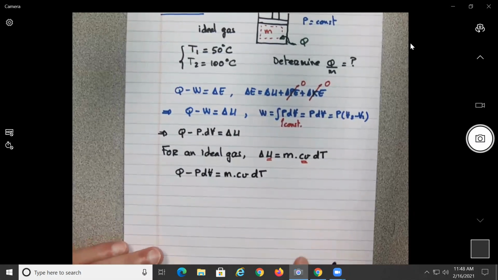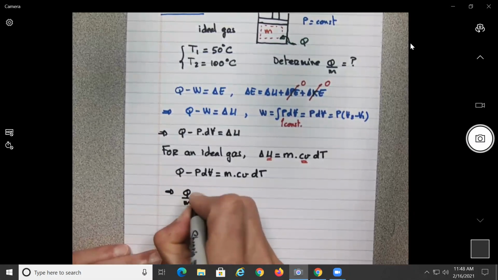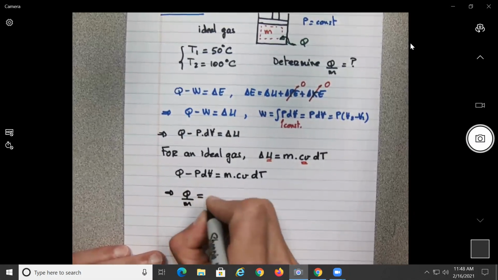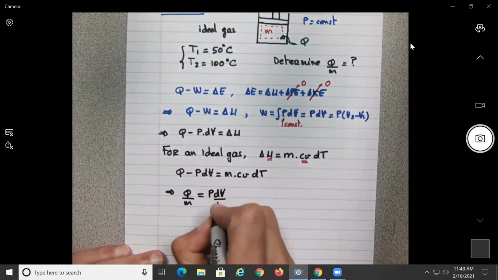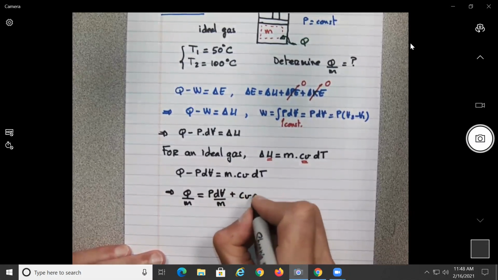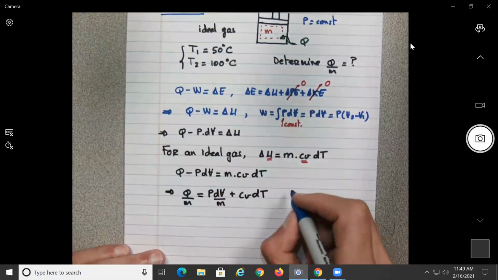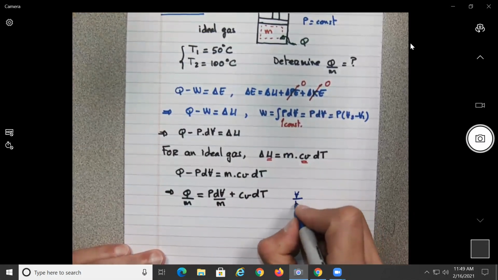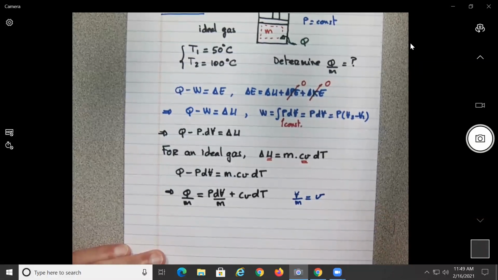So we need to solve for Q. That will mean that Q over m will be equal to P dV over m plus Cv dT. What is volume over mass? Specific volume. Do you remember? In thermodynamics, everything that is divided by mass, we call it specific.